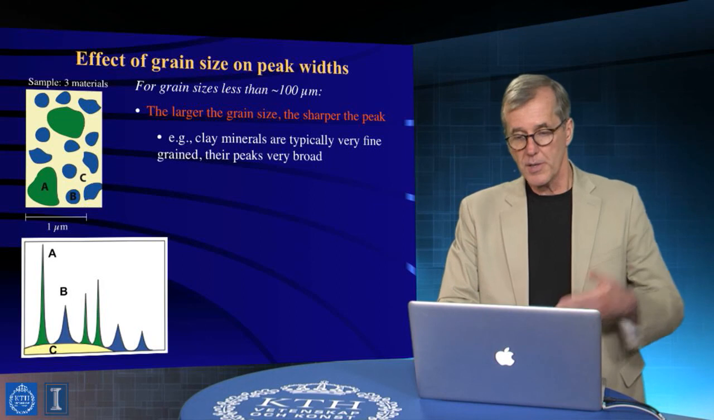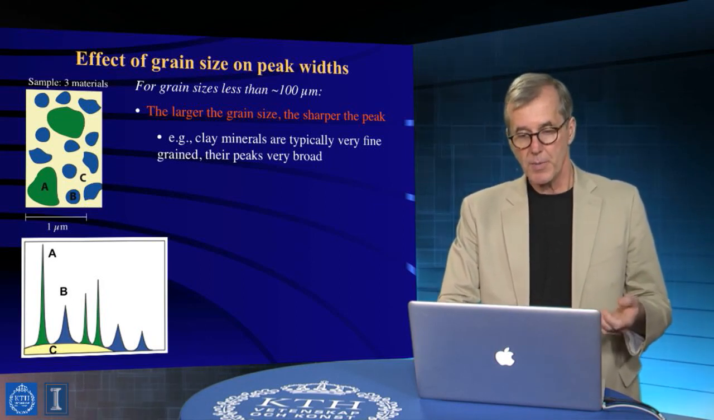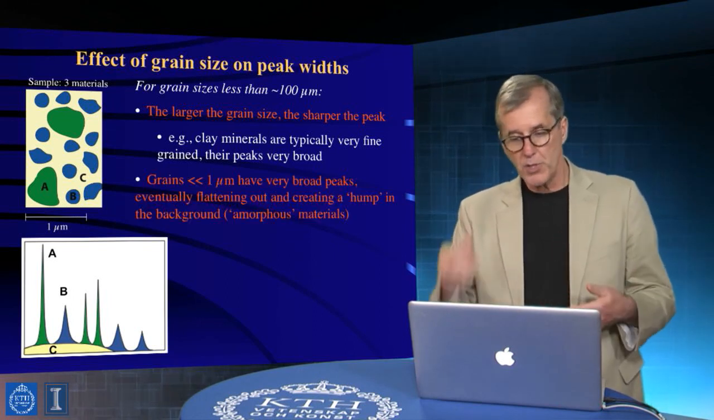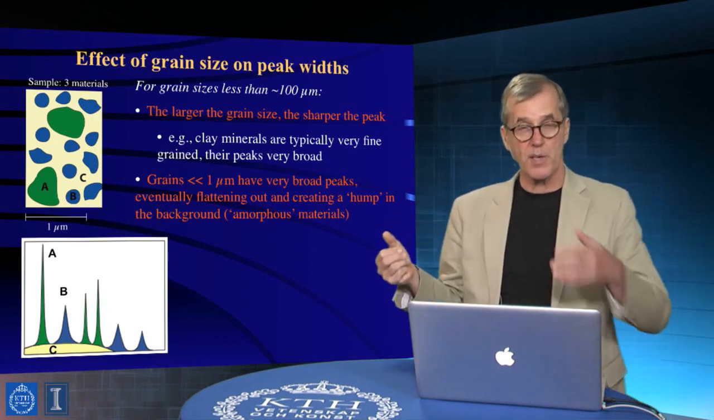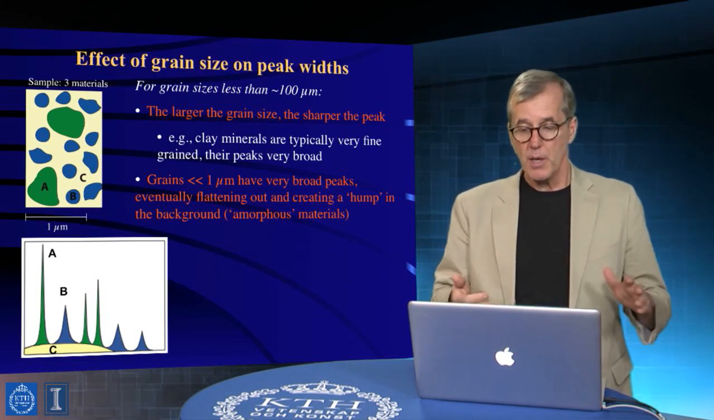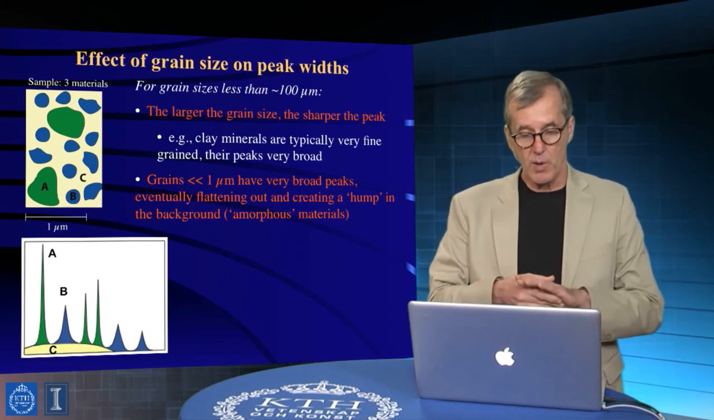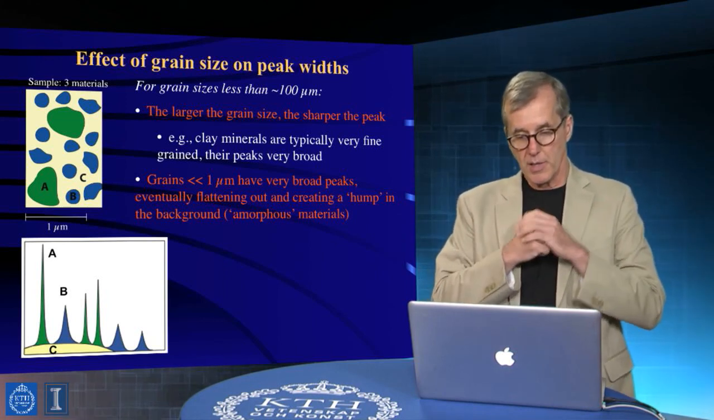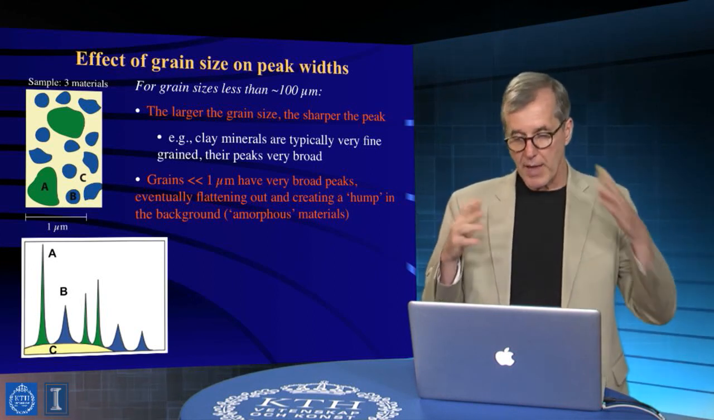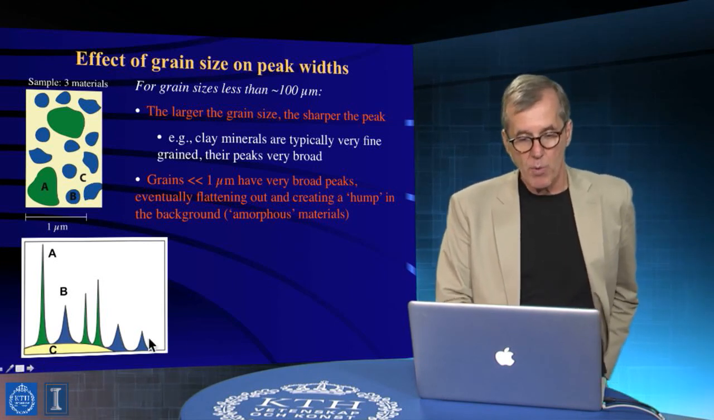And so an example that's given here is that clay minerals are typically fine grain, and the peaks tend to be broad, and grains that are much, much smaller than 1 micron have very broad peaks. For example, if many of you are studying nanomaterials, this is something you would have to worry about, because things can become sufficiently small that the structure of the diffraction patterns could be broadened out and flattened out in such a way that they actually become the equivalent of an amorphous background, right?